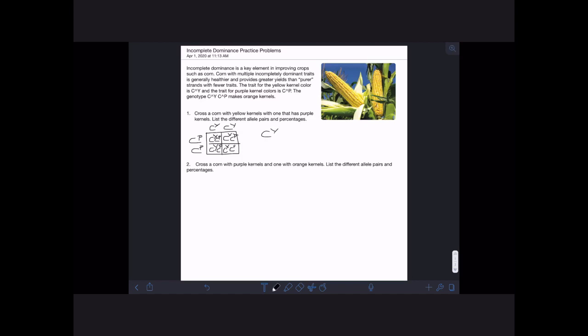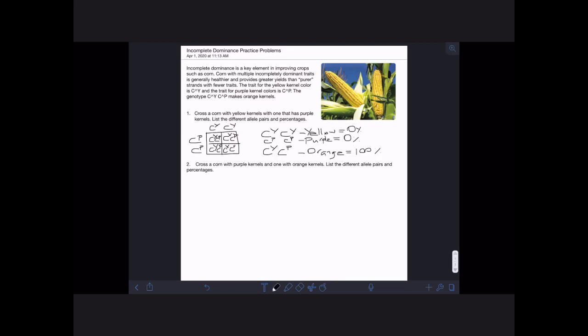Now I'm going to write the different types of allele pairs and percentages. So I'm going to start off with yellow. So CY, which is yellow. And there are no yellow kernels, so that would be 0%. Next is purple, so CP. And there are 0 of those in the Punnett square, so 0%. And finally, orange, which is CY-CP. And that's 100%.